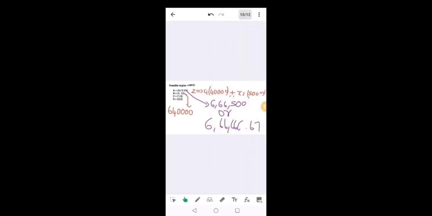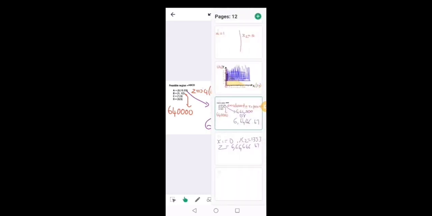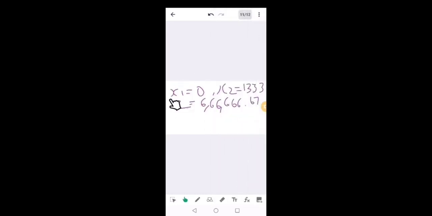This is your feasible region. This is your final solution. You found out what x1 is, what x2 is, and you even found out the maximum profit that you are going to get, which is equal to rupees this much.